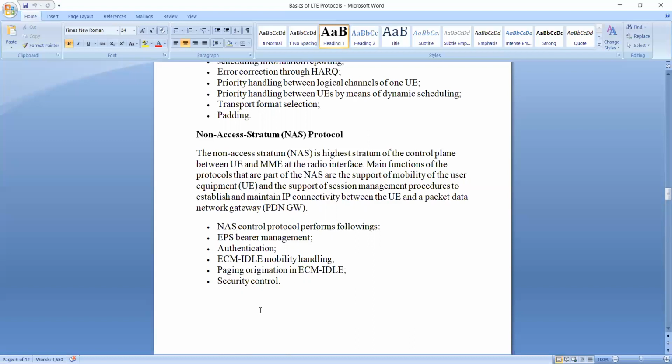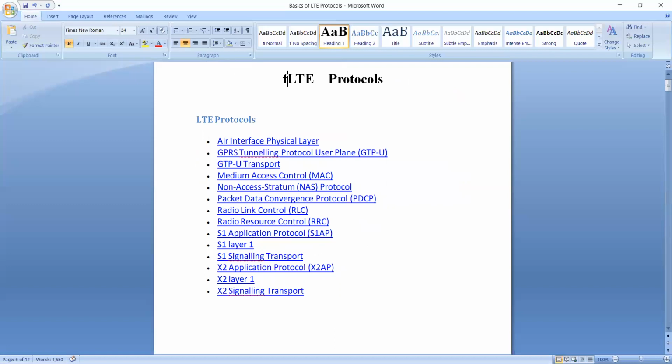What is ECM idle mobility handling? ECM is EPS connection management. Whenever you attach a UE, then after some time, if you don't transfer data, or don't receive data, or don't make a VoLTE call, it will go into idle mode. It has a timer, and after some duration that is nothing but ECM idle. We have two things, RRC idle as well as ECM idle. I will explain ECM idle.